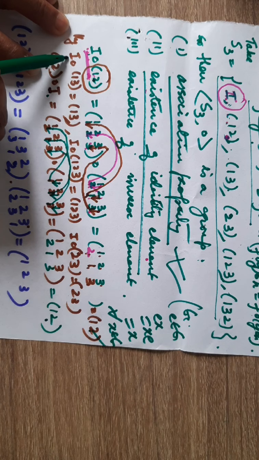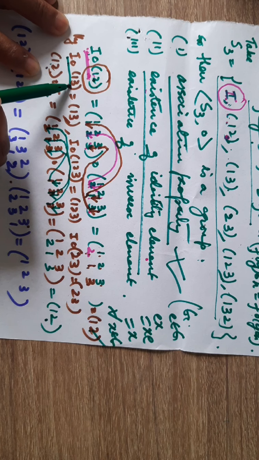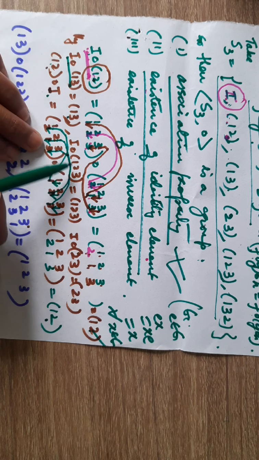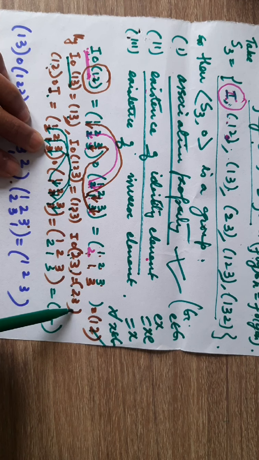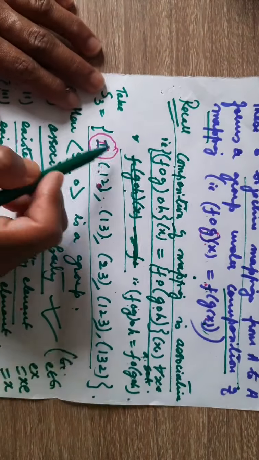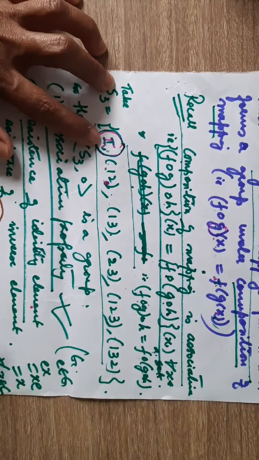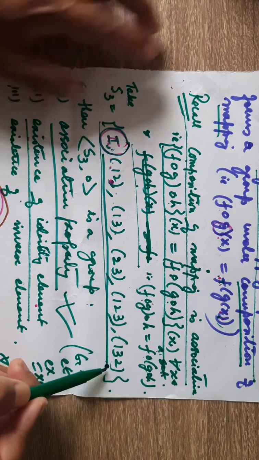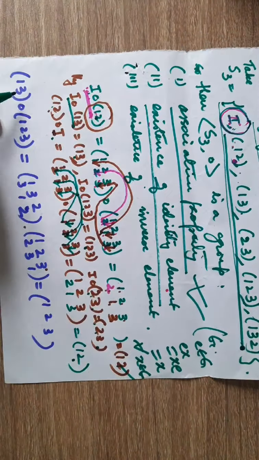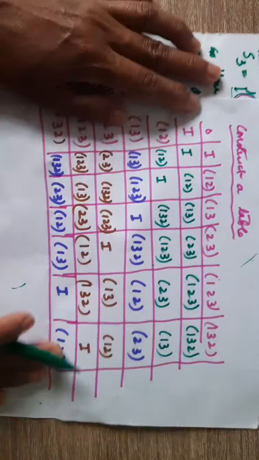Now, in a similar way, you can show that I composite 1, 3 will be 1, 3, I composite 1, 2, 3 will be 1, 2, 3, I composite 2, 3 is equal to 2, 3, and so on. So this implies that this element I will act as the identity element in this set S3 under the composition of mapping.